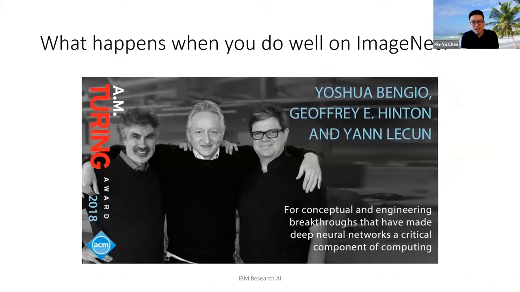I often make a joke: what happens if you do well on ImageNet? It turns out you will win a Turing Award, which is equivalent to the Nobel Prize in our computer science society.